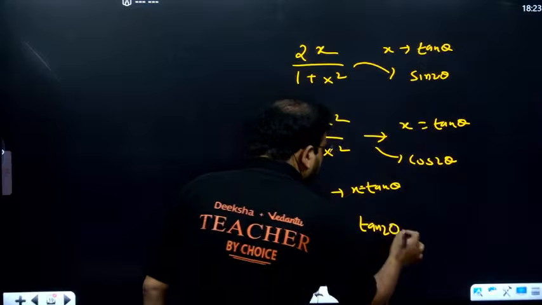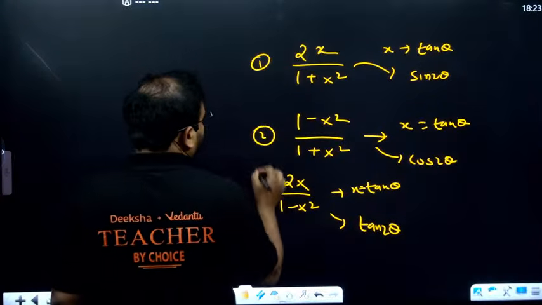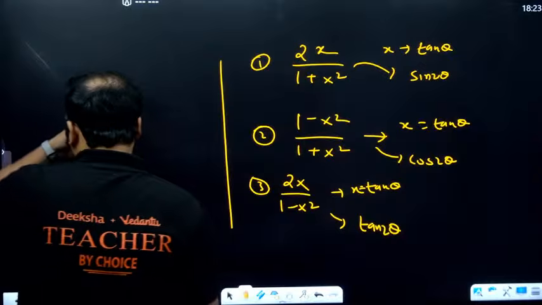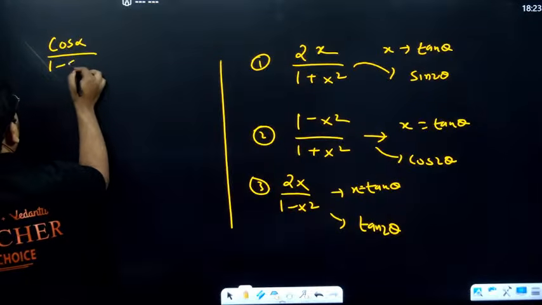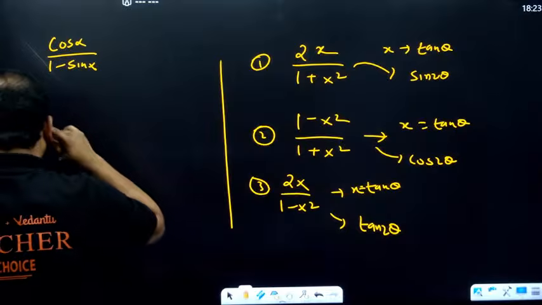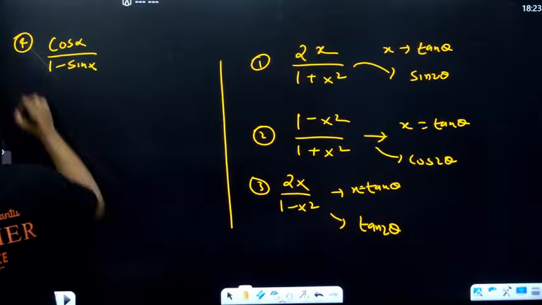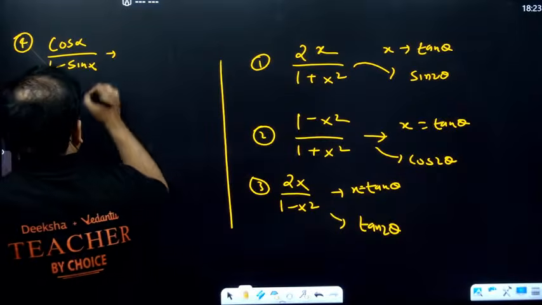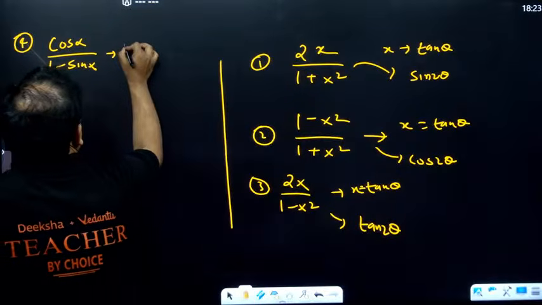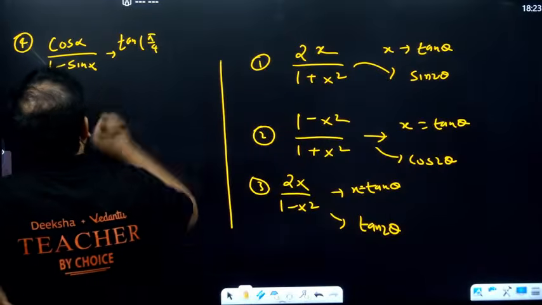Tan 2 theta. So remember these forms: form number 1, form number 2, form number 3. Moving on. If you have cos x upon 1 minus sin x, then this is the fourth form. This value becomes tan of pi by 4.